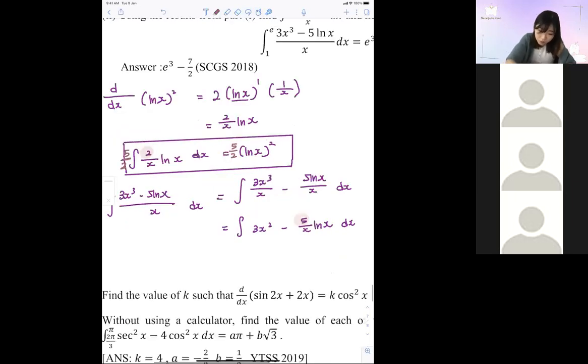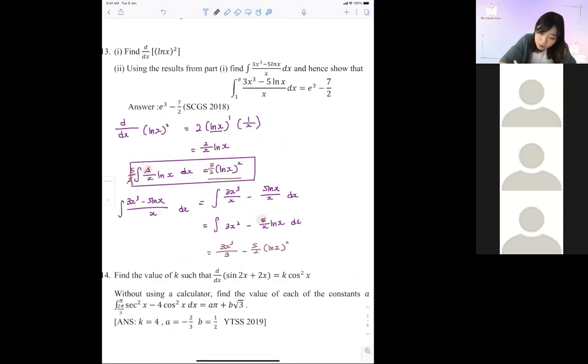Okay. So now you have it. Now when you cancel this, you have 5 over x ln x. And then you get this. So one by one we do. It's 3x cubed over 3 minus this whole thing, 5 over 2 ln x square.